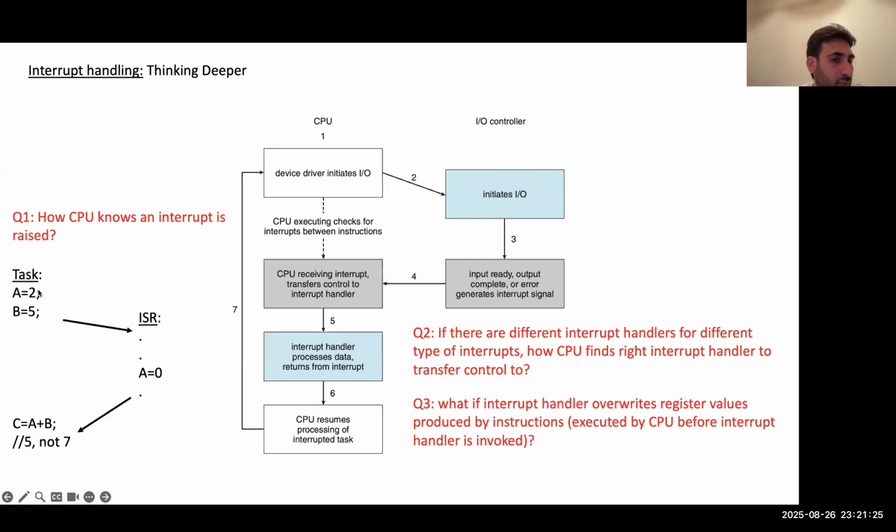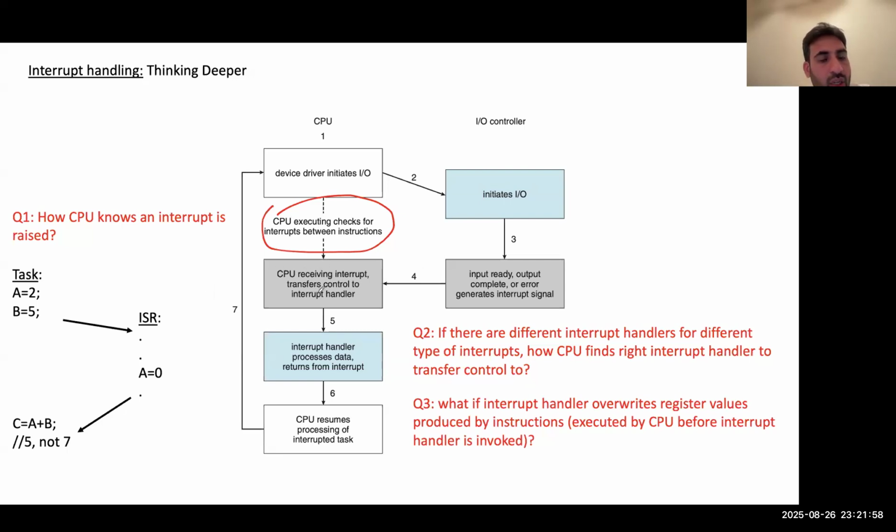So let's say this is the task which the CPU was executing at this point. It executed the first instruction A is equal to 2, and then it checked, is there an interrupt signal? No. Then it went to the next instruction, which says, let's say, B is equal to 5. And after that, it checked, is there an interrupt signal? Yes, there is an interrupt signal received from the controller.